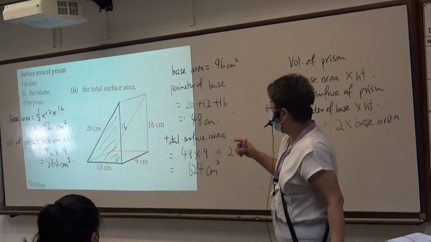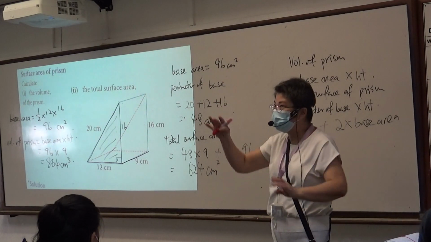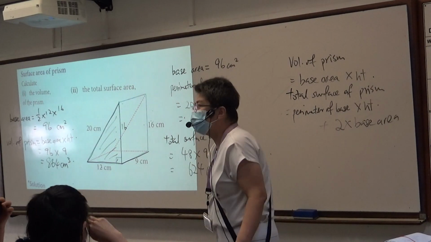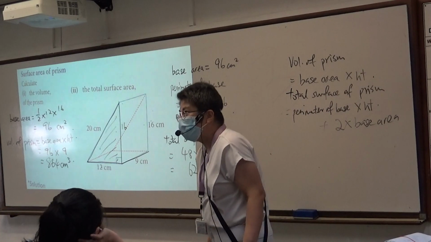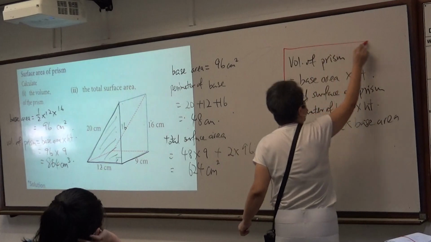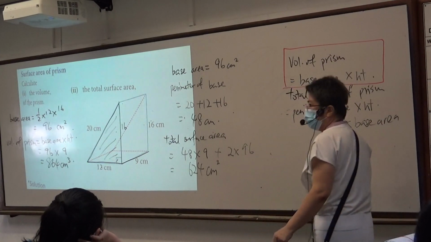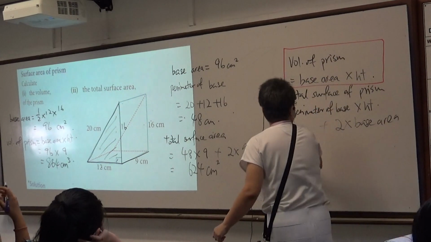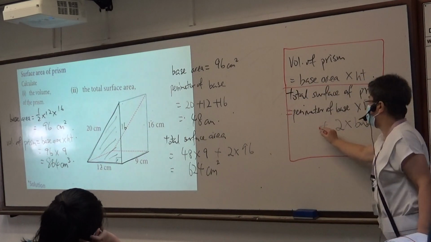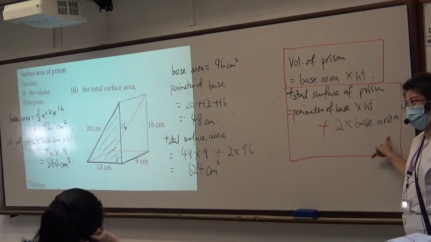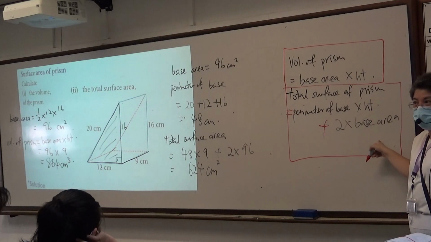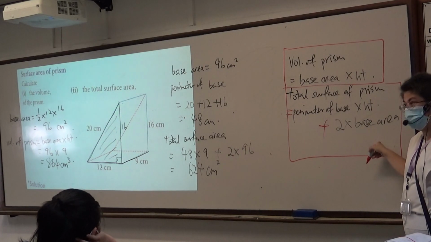Okay, so for simple ones, you can do it like that. But for the L shape, you see it's very difficult. You may miss out one shape, or one side, or one face. Everybody clear with what I'm saying? So I repeat, volume of prism is base area times height. For total surface area of prism, it is perimeter of base times height plus 2 times base area. But this one you've got to be careful. Sometimes it's only one time, depending on how they describe the prism.